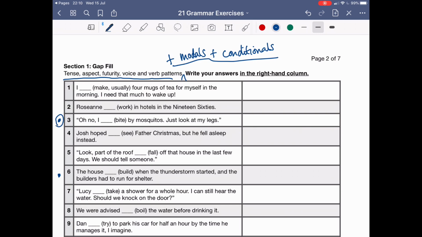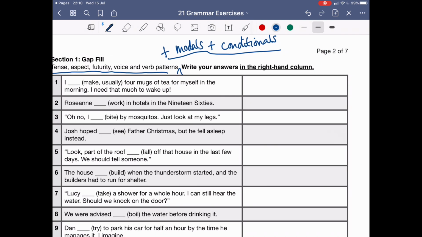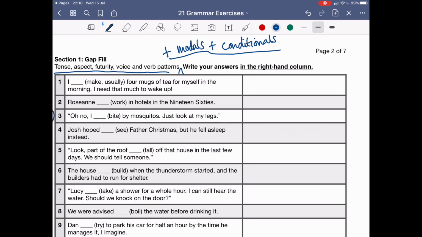Okay, so number 3. Oh no, I've been bitten by mosquitoes. Just look at my legs. So these are all going to be passive, right? And the answer to this would be, I have been bitten.